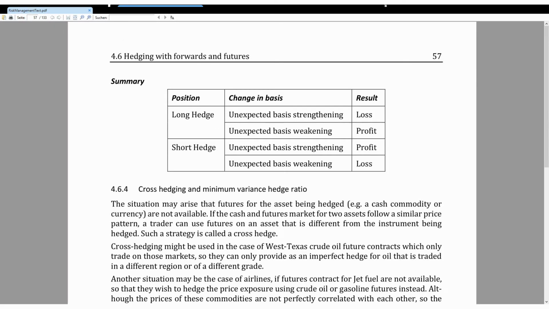In summing this all up, being in a long hedge with a basis strengthening will result in a loss. Being in a long hedge with a basis weakening will result in a profit. Being in a short hedge with a basis strengthening will result in a profit. And being in a short hedge with a basis weakening will result in a loss. All those 4 situations are possible, and we need to be able to identify each of those situations.